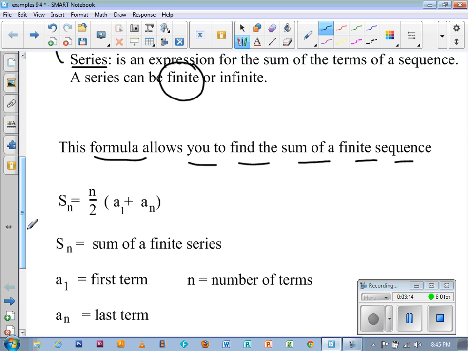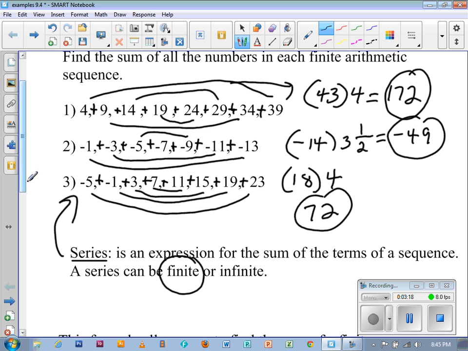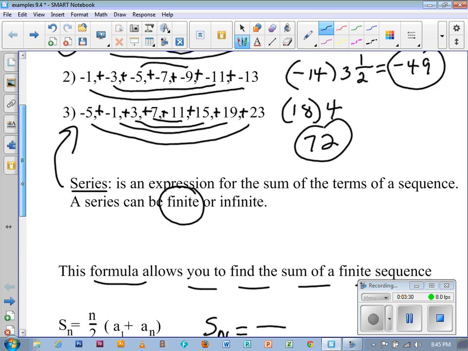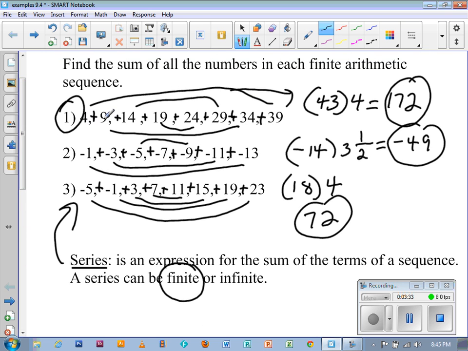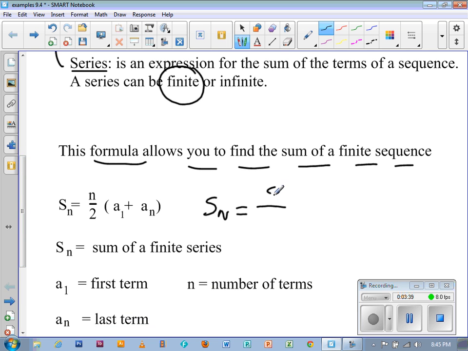So let's use this formula in one of the top problems. Let's pick the first one. We'll just do it for number 1. If I look at number 1, I go back to the formula. S sub n will be my sum, and it equals the number of terms on top, n. Let's count how many terms I have: 1, 2, 3, 4, 5, 6, 7, 8. And then you're going to put that on top of n, or rather n, 8, divided by 2.